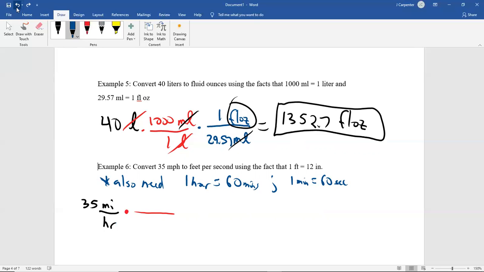And, oh, I forgot to write another one. I said 1 foot is... why did I write 1 foot is 12 inches? I was supposed to do miles and feet. Silly me. Then 5280 feet is equal to 1 mile. Sorry about that.